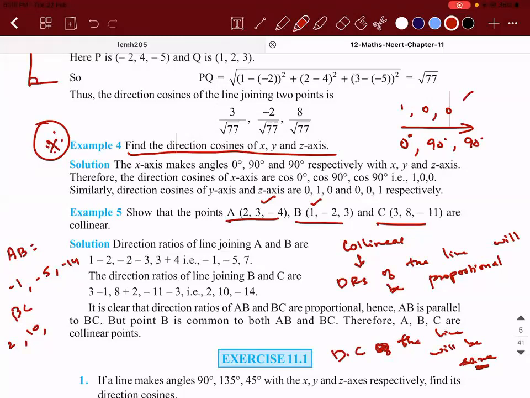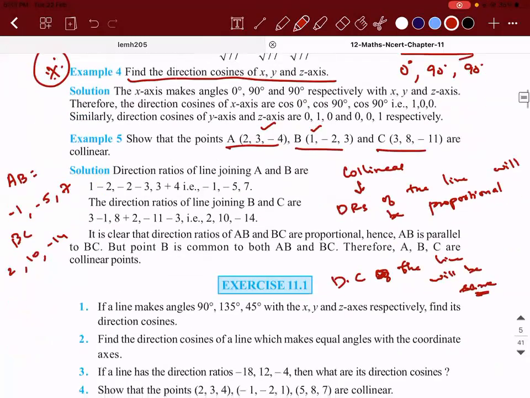Sorry, BC is 2, 10. Wait, I made a mistake. Direction ratio of AB is 1 - 2, -1 - -2, -5 - 3 minus of -4 is 7. Now I'll get -4. What is the direction ratio of AC?